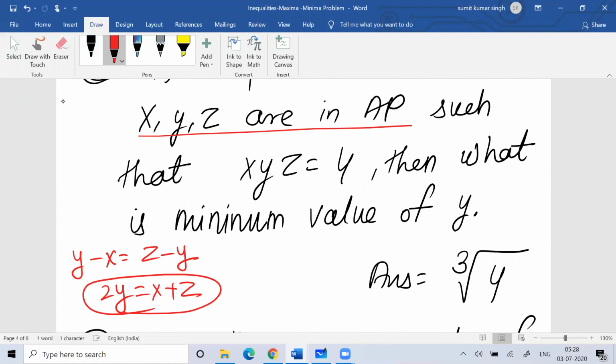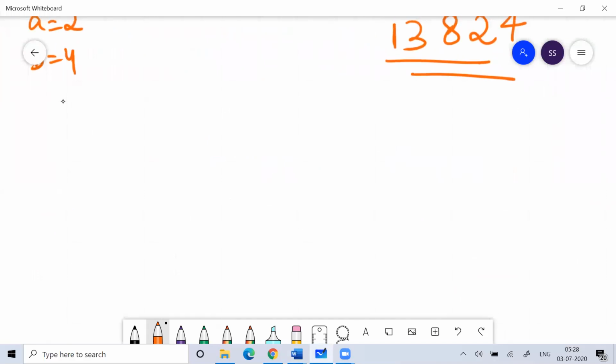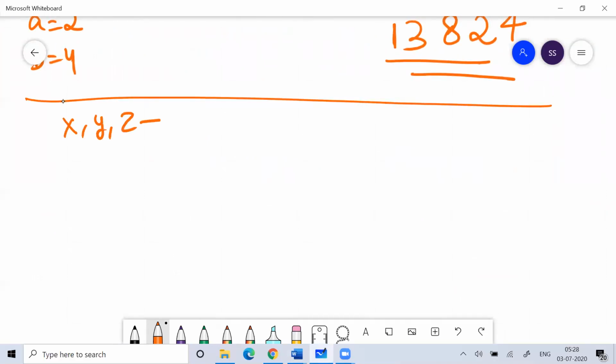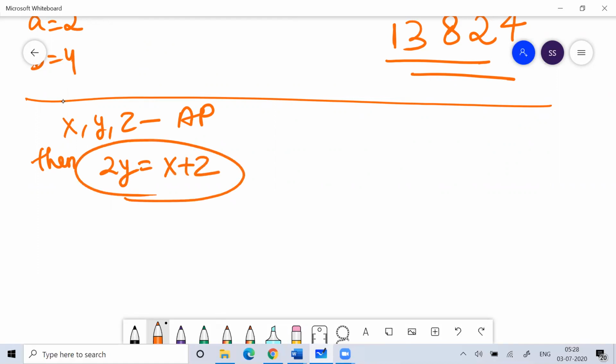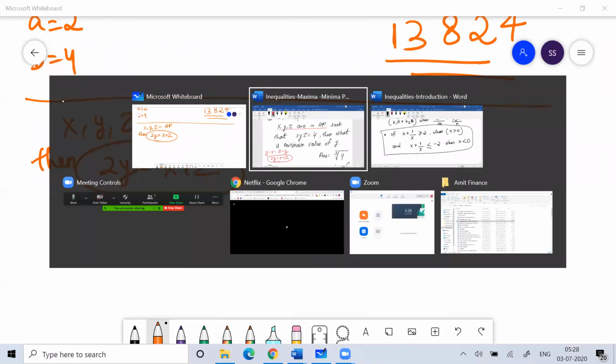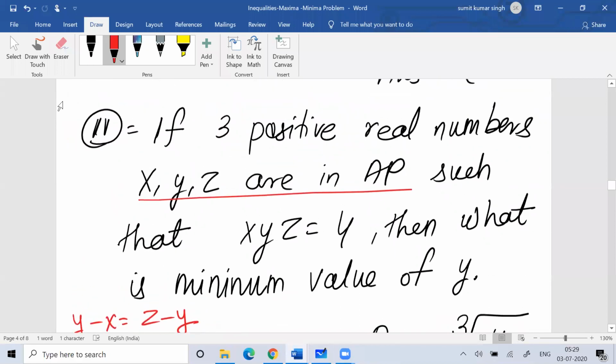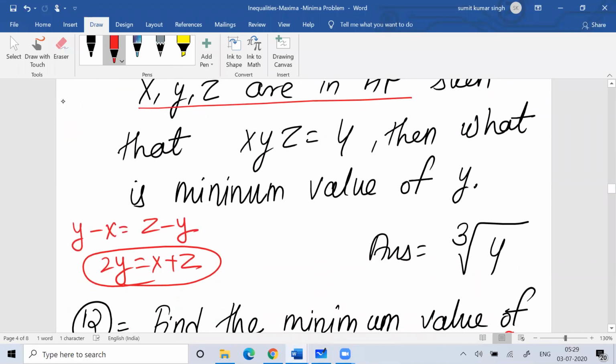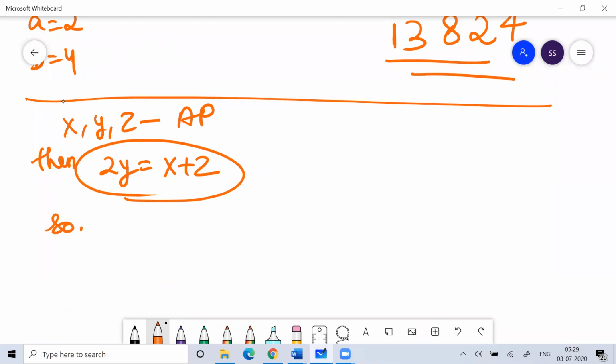So if I'm saying x, y, z are in AP, it means 2y is equal to x plus z. Clear, right? And it is given in the problem that xyz is equal to 4. You have to find the minimum value of y.